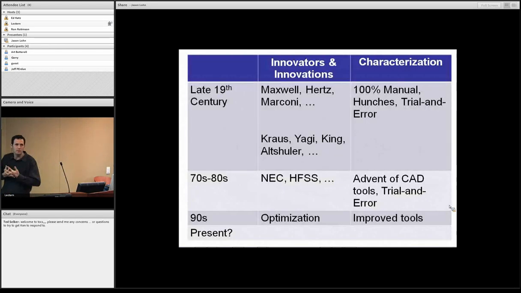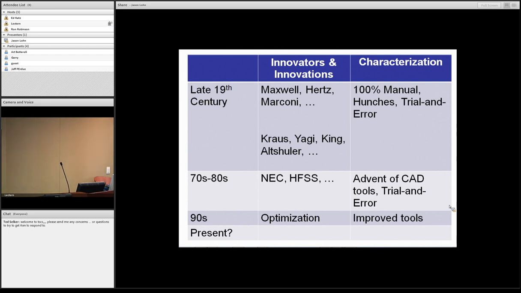Just some more of the history of electromagnetics and antenna design especially. In the late 19th century, we had the beginnings from Maxwell to Altschuler, Krauss, and Yagi. Basically, all the antenna design work was done manually. There was a lot of serendipity, the example of the helix antenna, for example. Then, as computers started becoming more mainstream, people wrote programs to simulate electromagnetics. And then we had CAD tools. This was still more in the mode of trial and error, but you could simulate it now without actually having to bend metal.